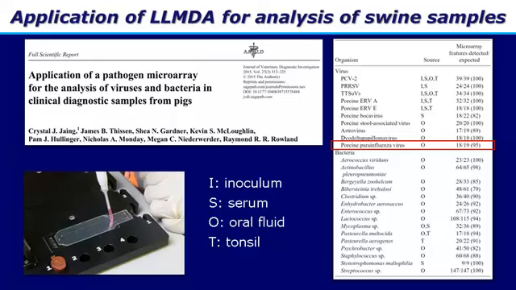This is the initial study performed by Dr. Rowland and Crystal's laboratories to test the feasibility of applying the pathogen array to analyze swine samples. They tested serum, oral fluid, and tonsil samples. As you can see, the oral fluid sample is the most informative. I would like to point out that the emerging porcine parainfluenza virus was detected in that study, which we believe was the first detection of PPIV in a U.S. swine herd.